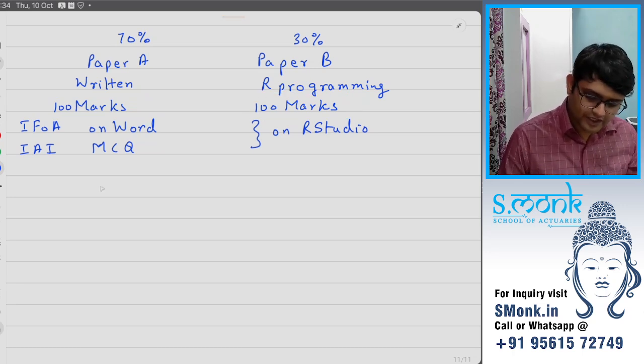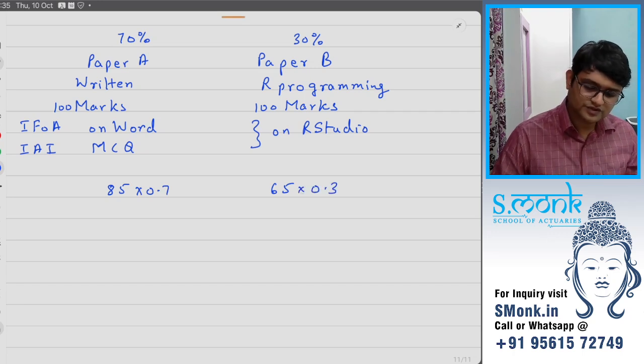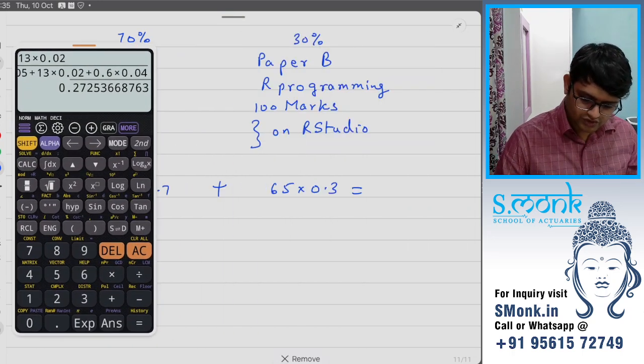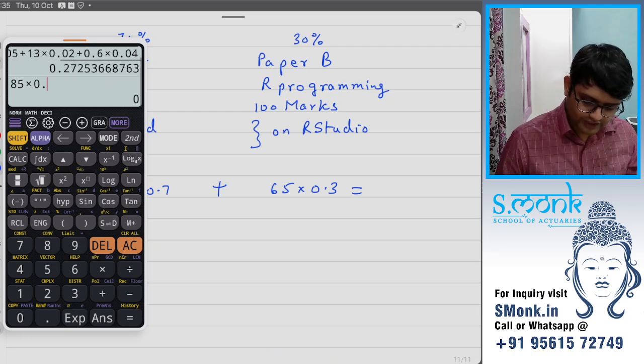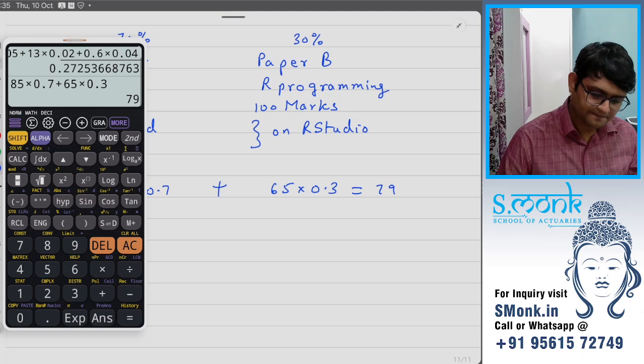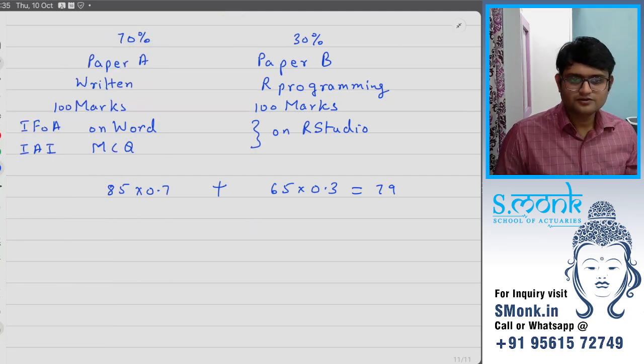Let's say in paper A you scored 85, and in paper B you scored 65. So 70% of this will be taken and 30% of this will be taken as your total marks. So I'll have 85 into 0.7 plus 65 into 0.3. So your total marks would be 79. So this is how your final marks will be reflected.